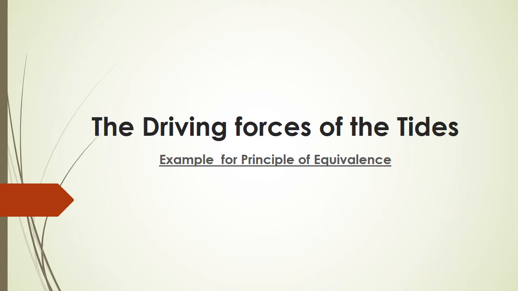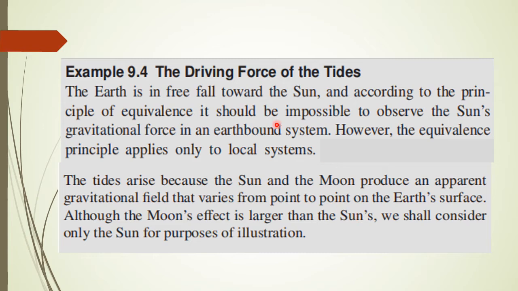Hello students, our next topic is the driving forces of the tides. This is an example of the principle of equivalence. Here we know that the earth is in free fall towards the sun, and according to the principle of equivalence, since it is an accelerating frame, it should be impossible to observe the sun's gravitational force on an earth-bound system, or a system on earth. So it is impossible to observe the sun's gravitational force on earth.